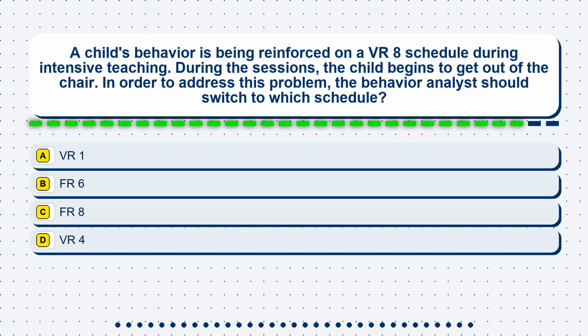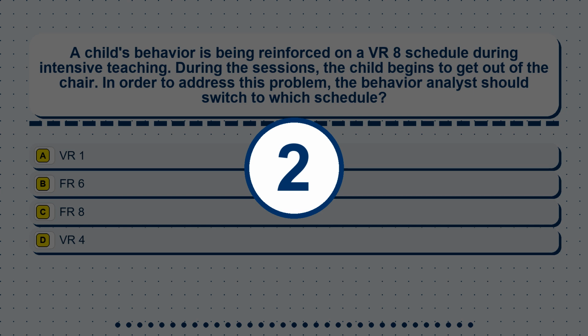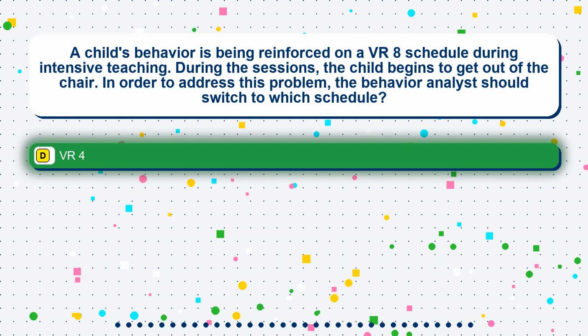Question 28. A child's behavior is being reinforced on a VR8 schedule during intensive teaching. During the sessions, the child begins to get out of the chair. In order to address this problem, the behavior analyst should switch to which schedule? Option A, VR1. Option B, FR6. Option C, FR8. Option D, VR4. The correct answer is Option D, VR4.